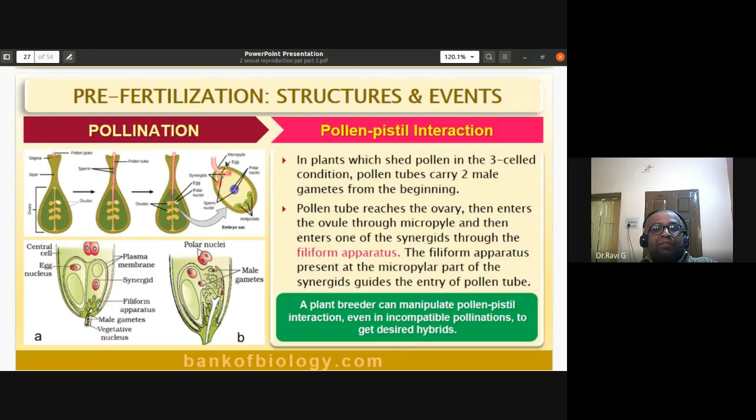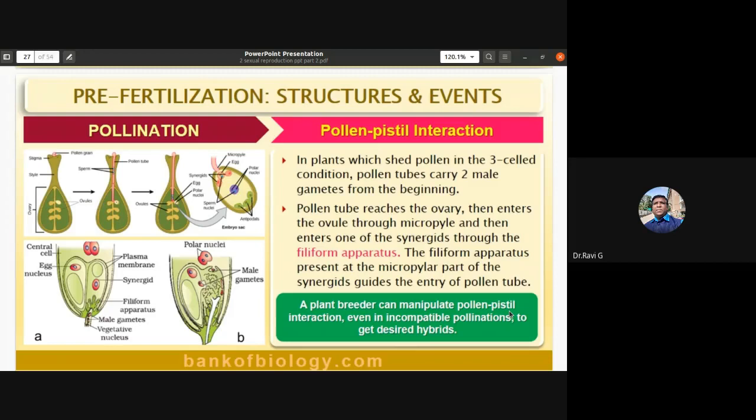Once they enter through the micropyle, they deposit their pollen tube contents, and it enters one of the synergids through the filiform apparatus. The filiform apparatus is present in the micropylar part of the synergids and it guides the entry of the pollen tube. A plant breeder can manipulate pollen-pistil interaction even in incompatible pollinations to get desired hybrids.